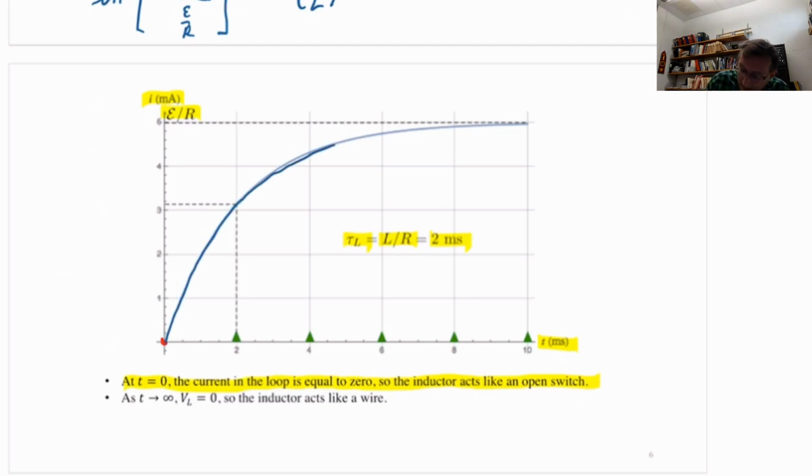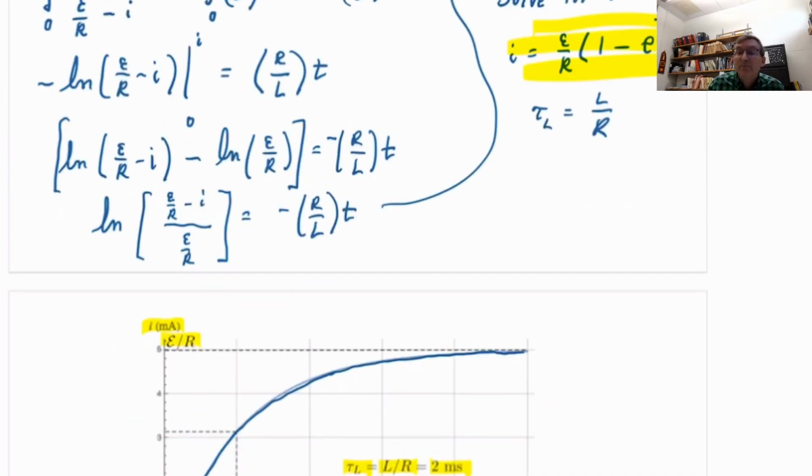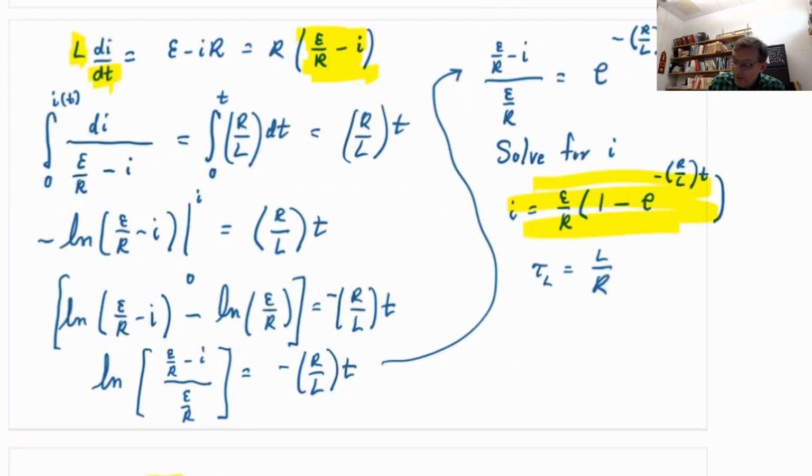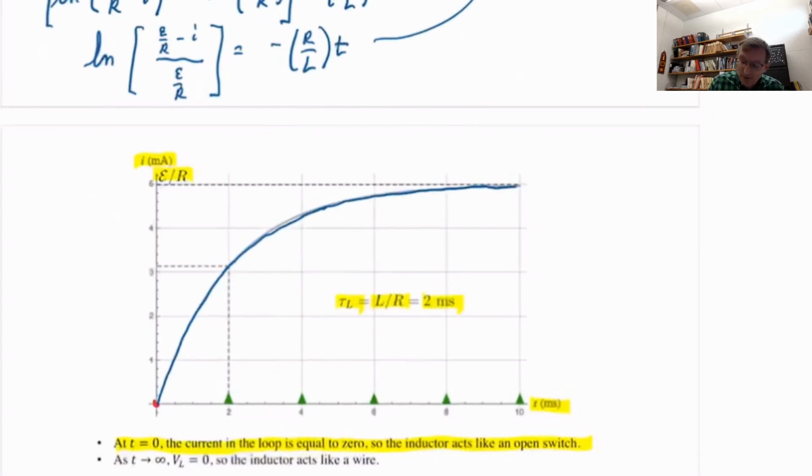Then as time goes on, the current around that loop just ramps up along this curve. 1 minus e to the minus t over tau sub L. So that as time approaches infinity, the exponential becomes e to the minus infinity, which is 0. 1 minus 0 is 1. So the final current is just E over R. So it just ramps up, the current does, to its final value of E over R, and that means there's no longer any potential drop across the inductor. The whole potential drop you can get in the loop is E over R, and it's across the resistor.